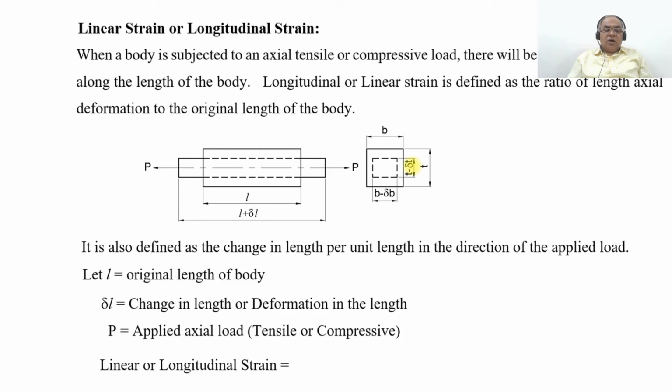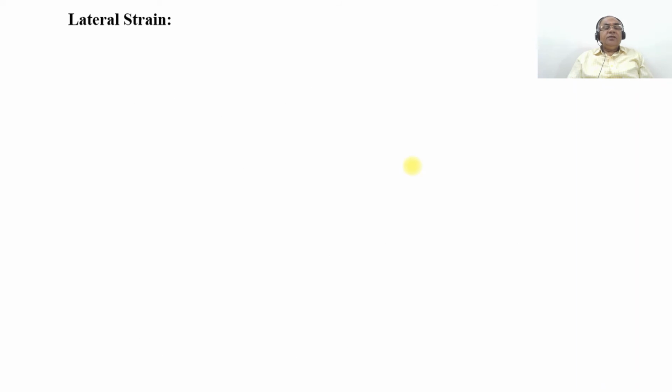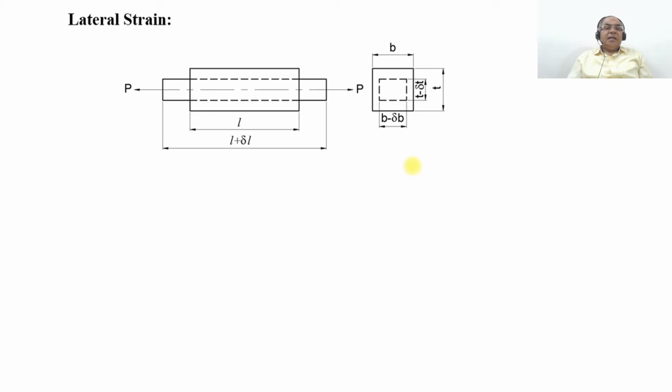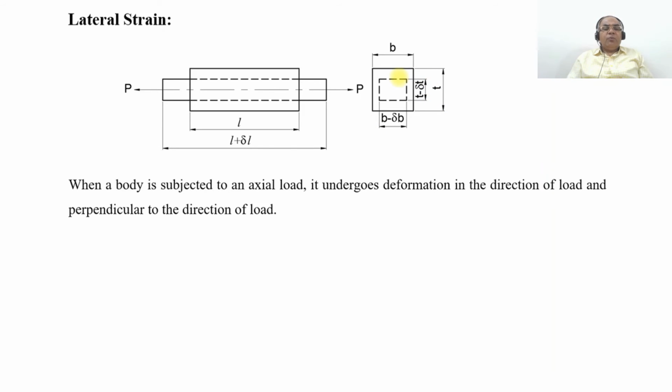So what is the linear or longitudinal strain? That is change in length by the original length. What is change in length? Delta L, by original length L. So delta L by L is the linear or longitudinal strain. So what is the lateral strain? Lateral strain is the same figure wherein here it will be reduced by B minus delta B and T minus delta T. When a body is subjected to an axial load, it undergoes deformation in the direction of load and perpendicular to the direction of load.